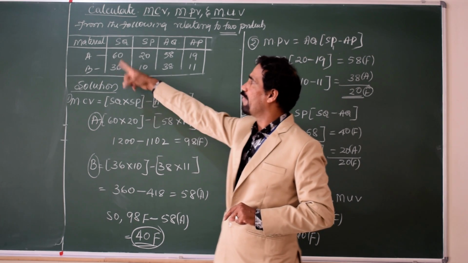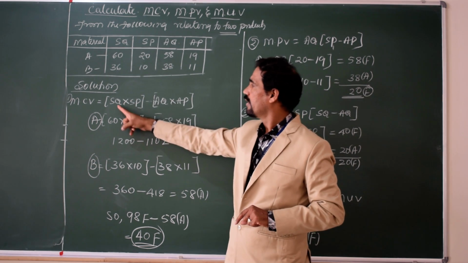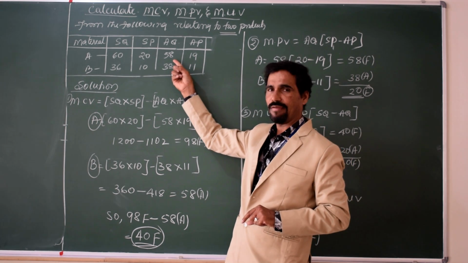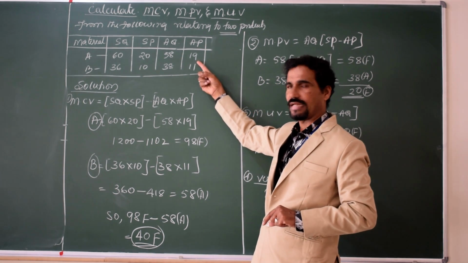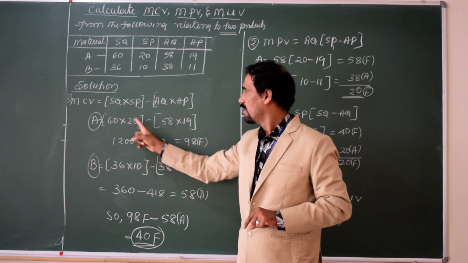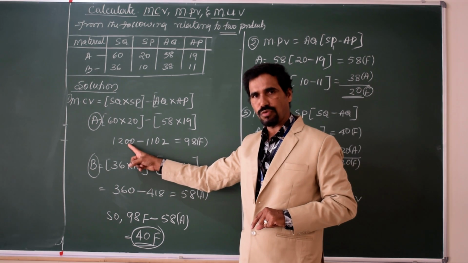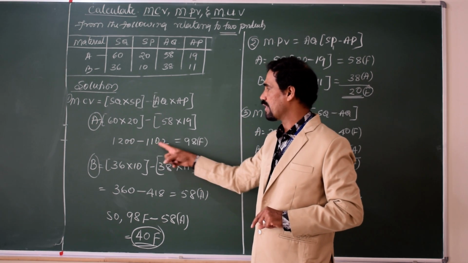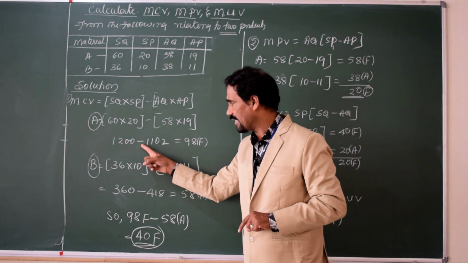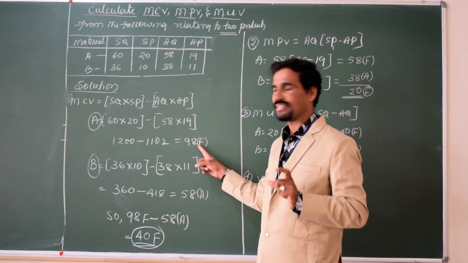Standard quantity, see material A, what is the standard quantity? 60. What is the standard price? 20. 60 into 20 minus the actual quantity, material A 58. What is the actual price? 19. 58 into 19. So 60 into 20 is 1200, minus 58 into 19 which is 1102. 1200 minus 1102 equals 98 is the answer. Material A, 98 is the answer.